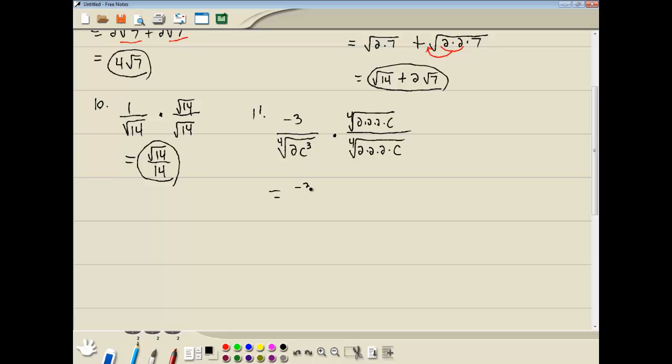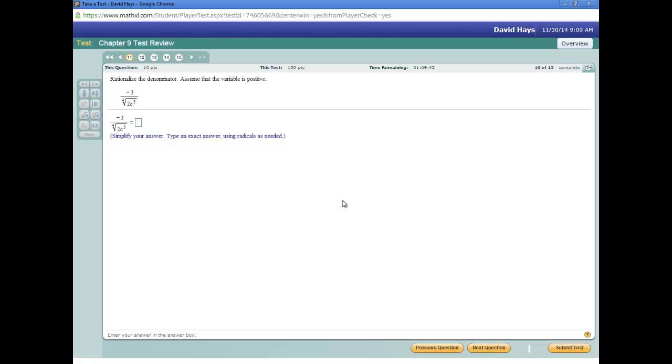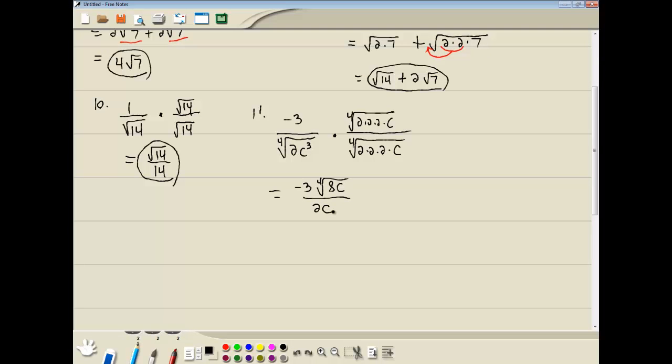Okay, up on top we have negative 3, fourth root of 2 cubed times c, over. We have 4 2's, so those 4 2's come out as a single 2. We have 4 C's, so those 4 C's come out as a single C. Now the question becomes, do we need the absolute value bars or not? So let's go back and read the instructions. Assume that the variable is positive. That says we don't need to put absolute value bars on the C. So that's our answer.